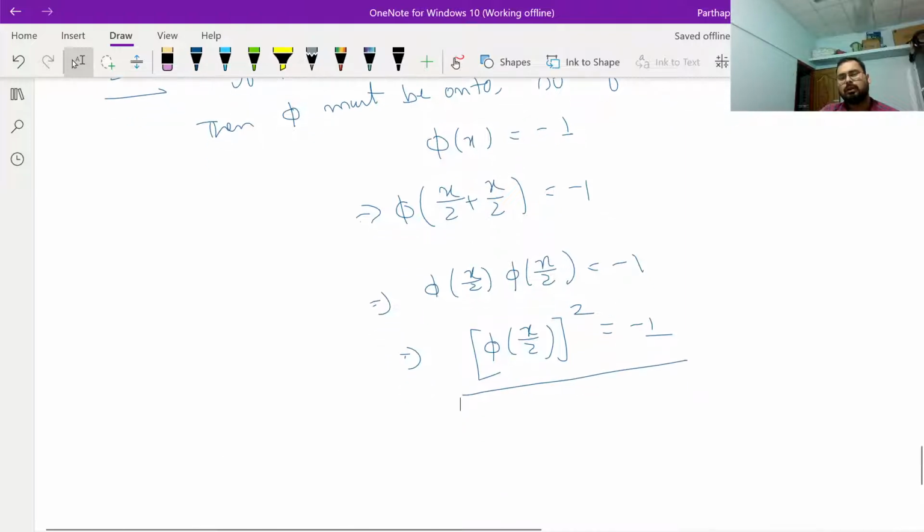Therefore Q and Q star are not isomorphic. So there exists no isomorphism between Q and Q star. Okay, this is the end of this video. We'll stop here. In the next video we will discuss properties of group homomorphism.